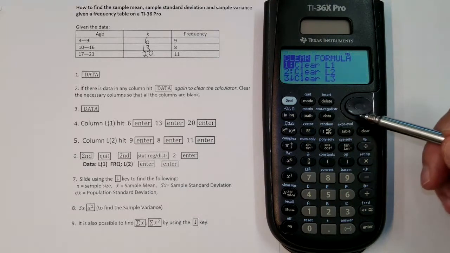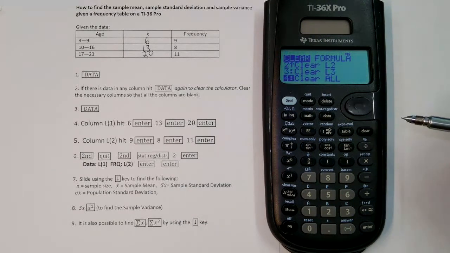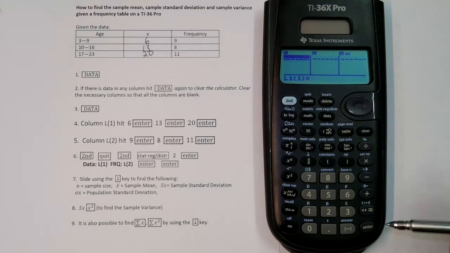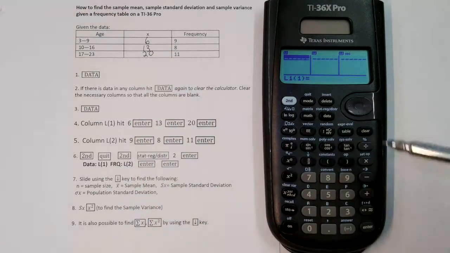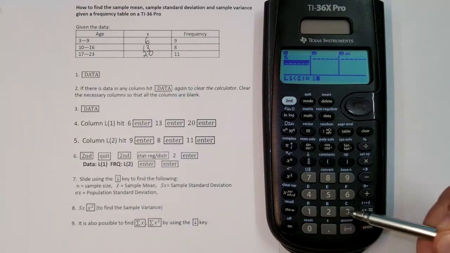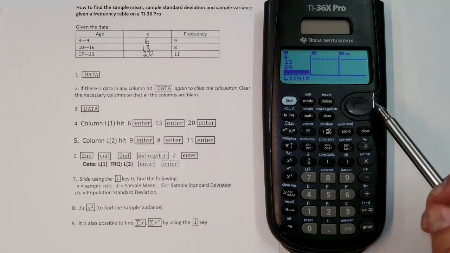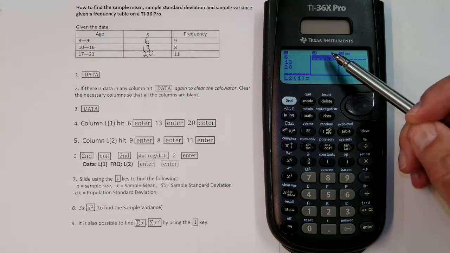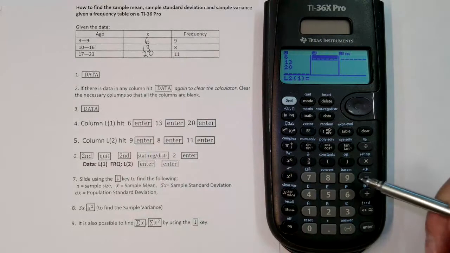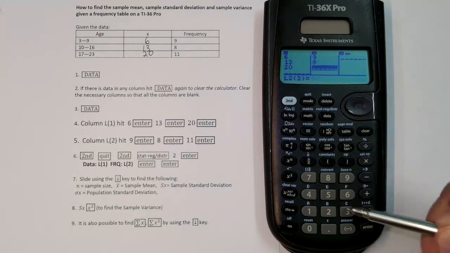Now, if you're clearing and you have a bunch of different columns with data in it, you could just hit clear all, or hit the number 4, hit clear all, enter, and it would clear all your different lists for you. Now, how do I get this in here? I'll have the numbers 6, 13, and 20. 6, enter, 13, enter, and 20, enter. Now to get to this column, I'm going to use the right arrow. Press the right arrow once, and I'll enter 9, 8, and 11. 9, 8, 11.